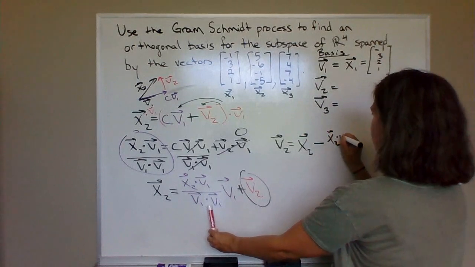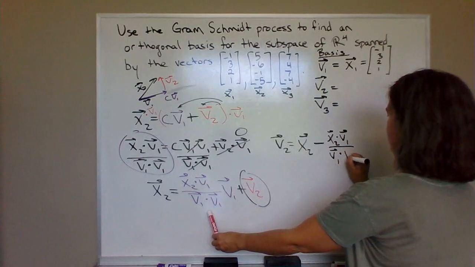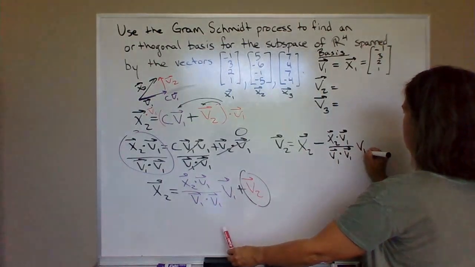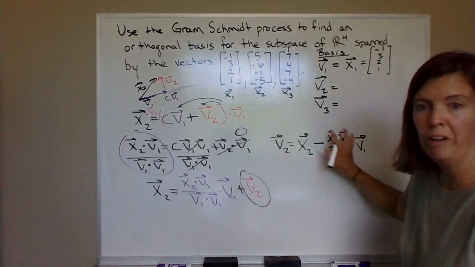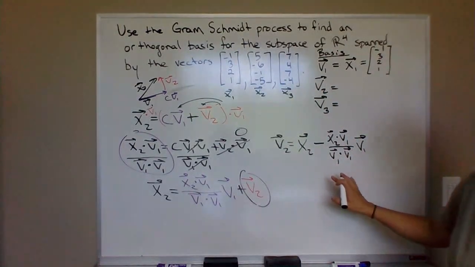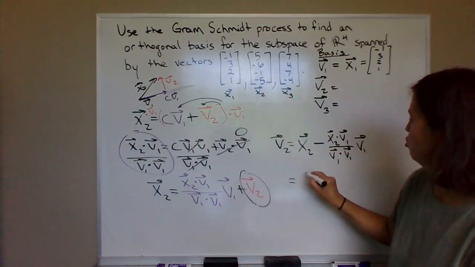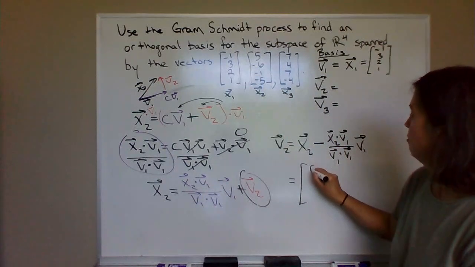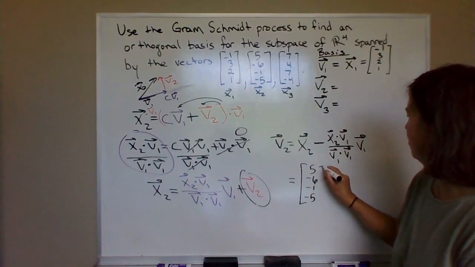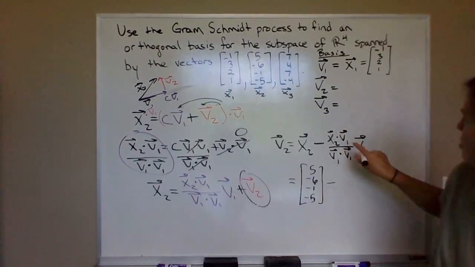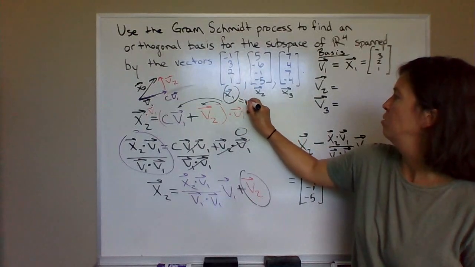x2 dot V1 over V1 dot V1 times vector 1. Okay. So this is the general formula that you'll see when you look at the Gram-Schmidt process written out. In this specific case, let's see. So x2 is the vector 5, -6, -1, -5, minus x2 dot V1. Well, remember V1 just is x1.